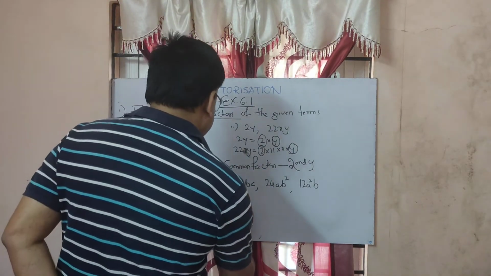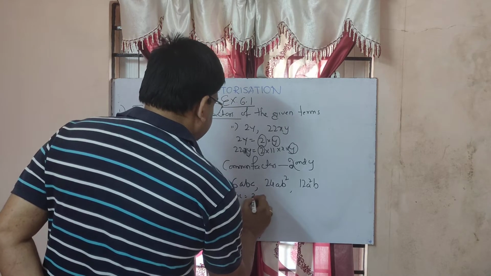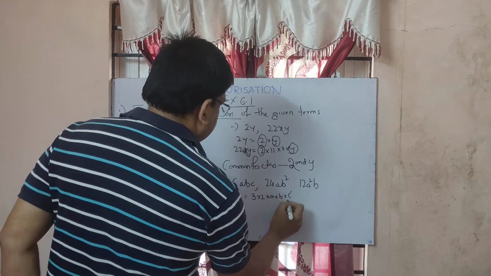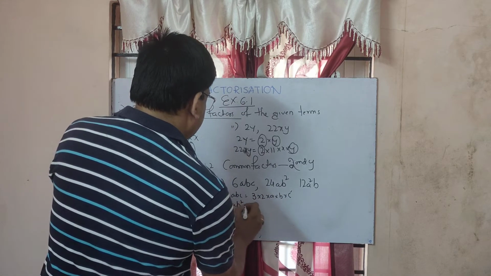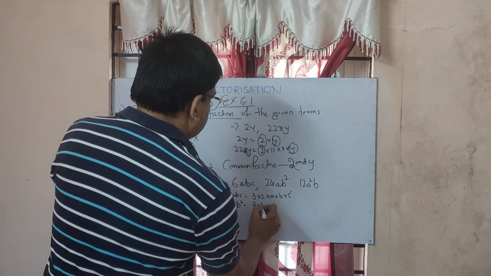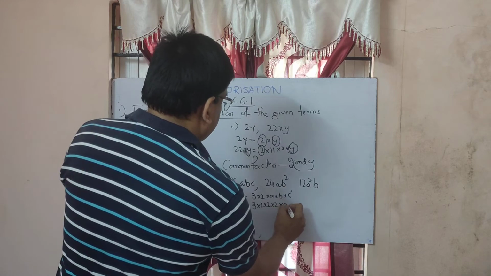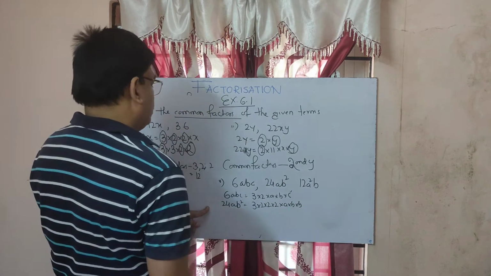So first of all, you have to find the factors of each term. First, 6ABC. 6 means 3 times 2, then A into B into C. Next, 24AB square. 3 2s are 6, 6 2s are 12, 12 2s are 24, then A into B into B. This B square means B into B.